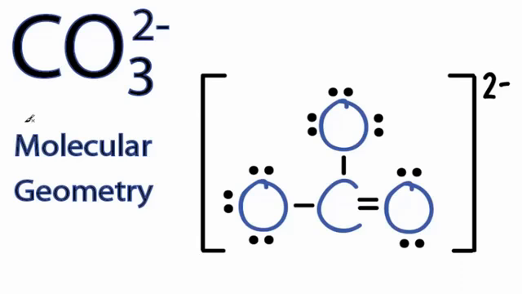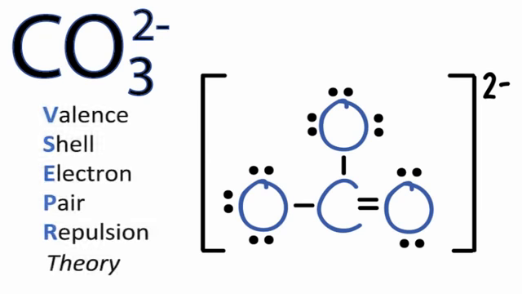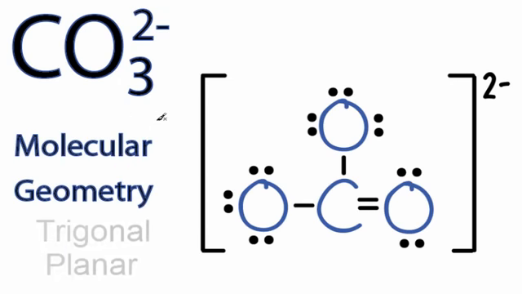Let's look at the molecular geometry for CO3 2-. We can see there are three oxygen atoms bonded to that central carbon. According to valence shell electron pair repulsion theory, those three oxygen atoms are going to spread out as far away from each other as possible. That should give us a trigonal planar molecular geometry.